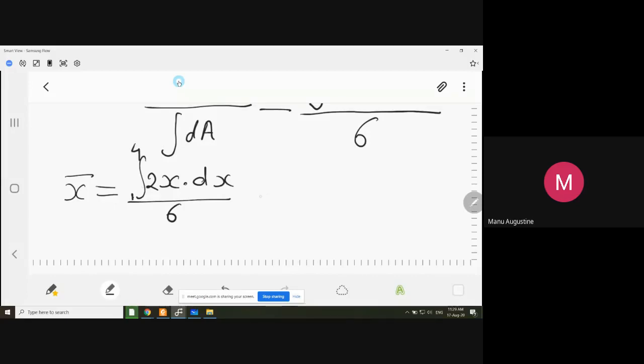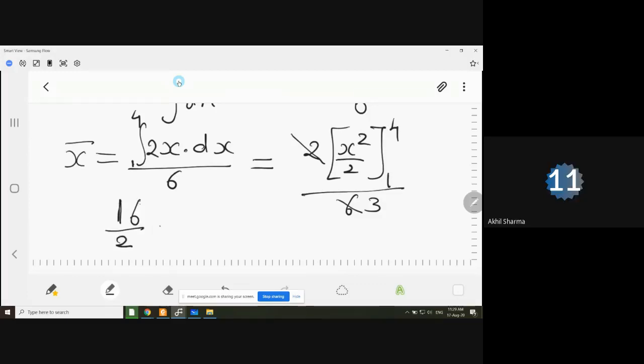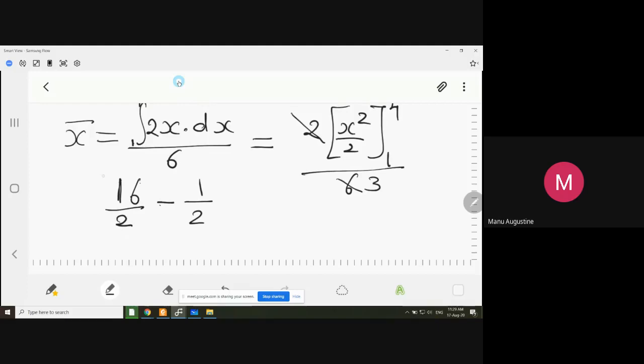Now quickly solve this integration and give me the answer. Can I say this is 2 x square by 2, the limits of 1 to 4, whole divided by 6. Let us simplify it. 2 and 6 cancel out. So this will be 16 by 2, 8, minus 1 by 2, whole divided by 3. Is it correct?